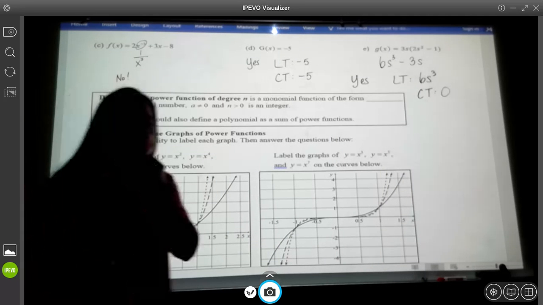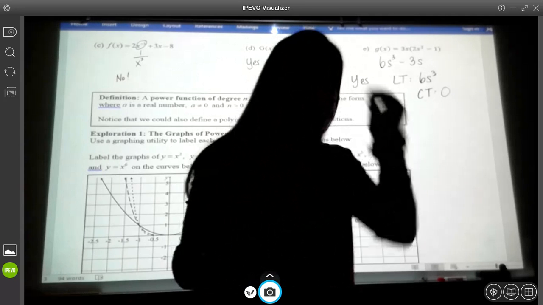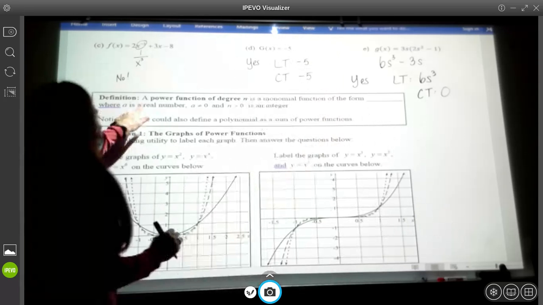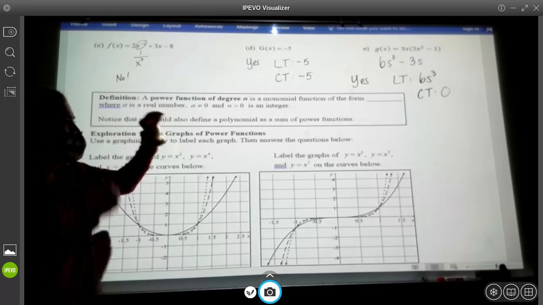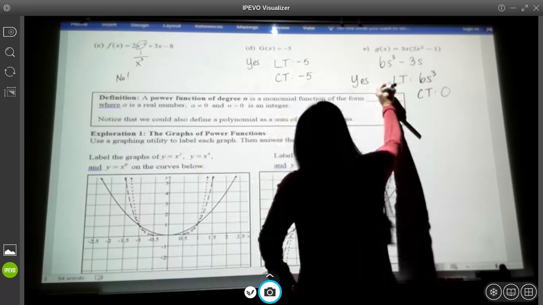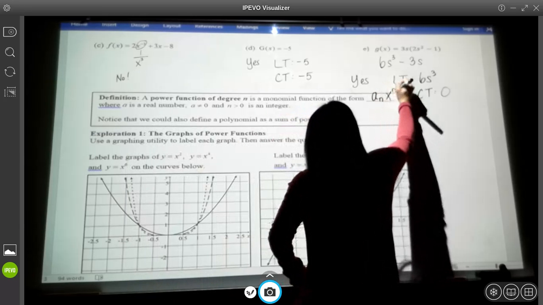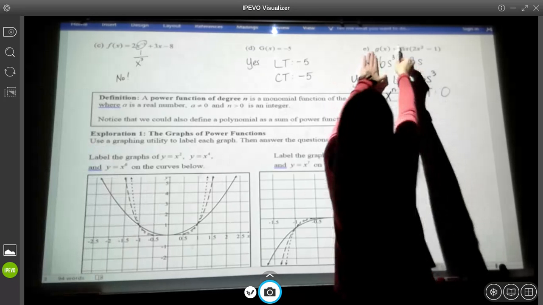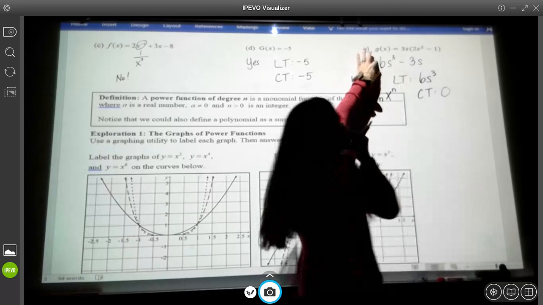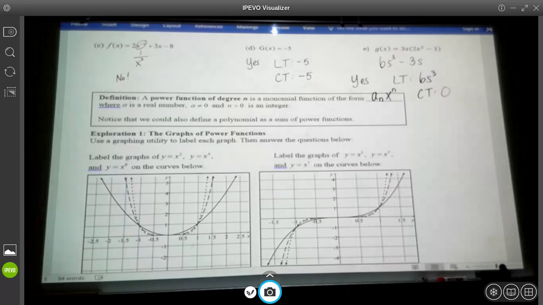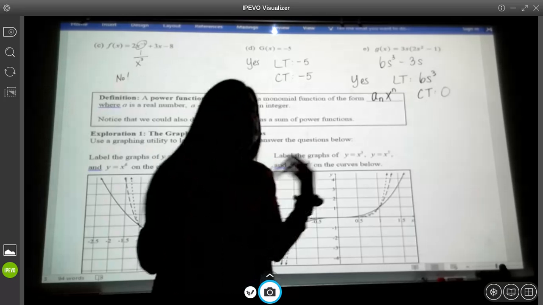Our book likes to talk about power functions, but at the end of the day, a power function is literally a one-term polynomial. All right, so a power function of degree n is a monomial, and a monomial is a one-term polynomial function of the form a sub n times x to the power of n. So if you think of each individual term of a polynomial like this, right here, 6x to the third, that's a power function. The negative 3s, that's a power function. Each individual term of a polynomial is what we call a power function.